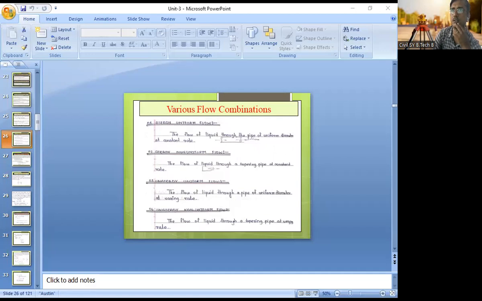Okay, let us move ahead. Write on the title, rate of flow or discharge. The rate of flow or discharge is our next point.